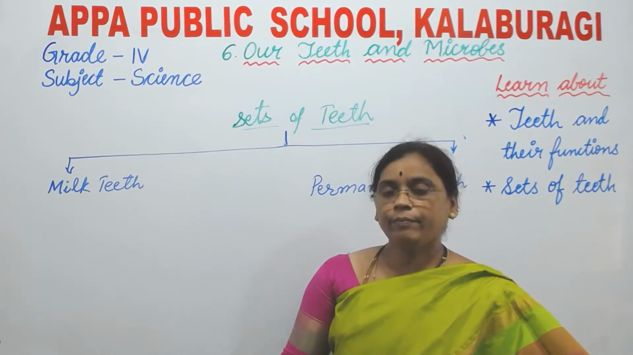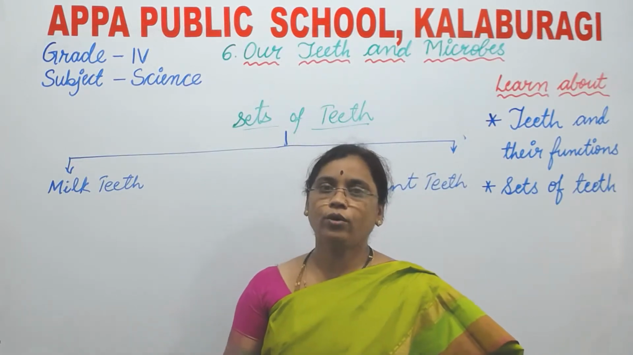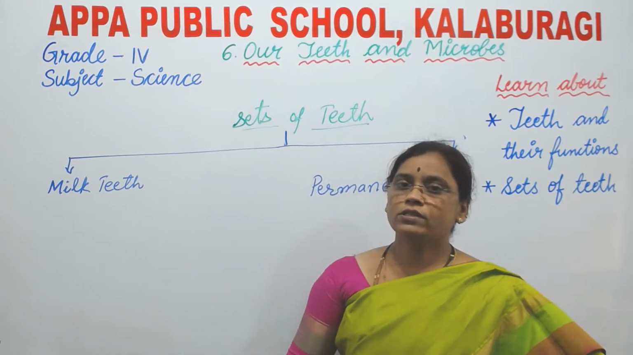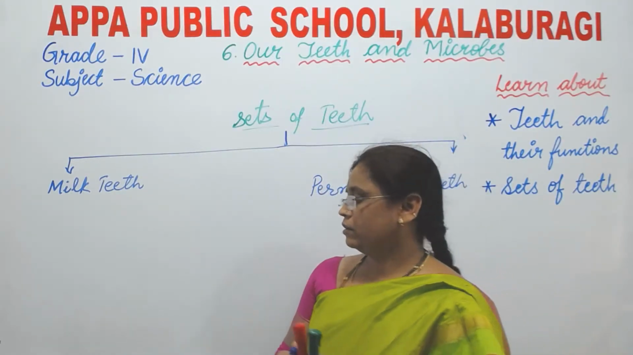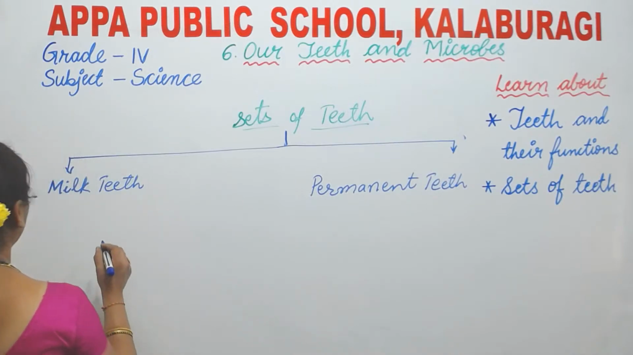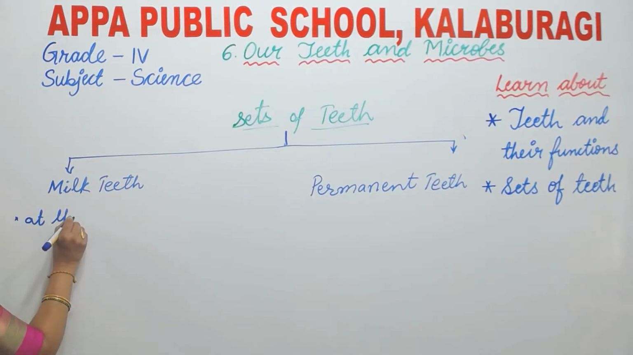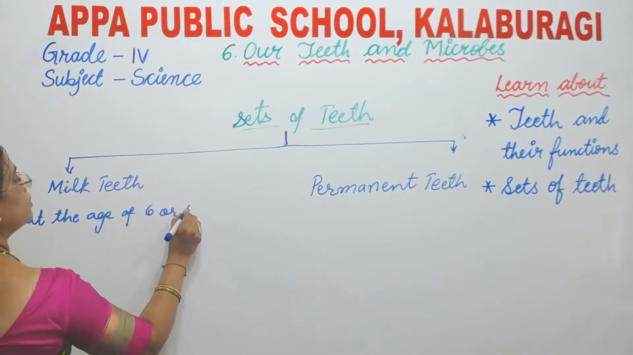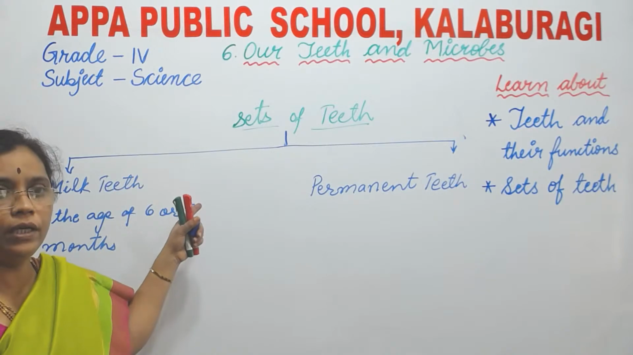As the baby grows, gradually at the age of 6 to 8 months, the teeth begin to appear. When do they begin to appear? When the baby is at the age of 6 or 8 months, the teeth begin to appear.